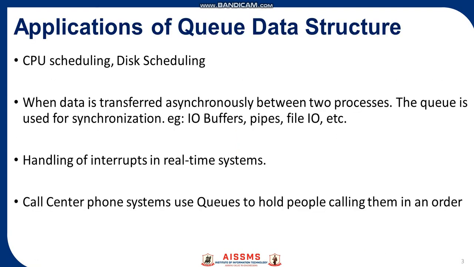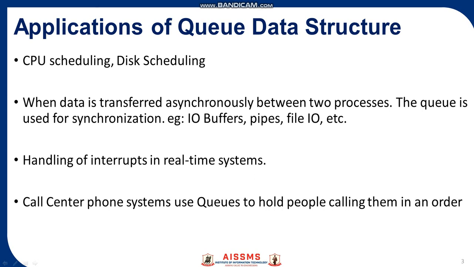These are some applications of queue in data structures. Queue is applicable in CPU scheduling, disk scheduling, as well as when data is transferred asynchronously between two processes, then the queue is used for synchronization. For example, IO buffers, pipes, file IO. Also it is applicable in handling of interrupts in real-time systems.